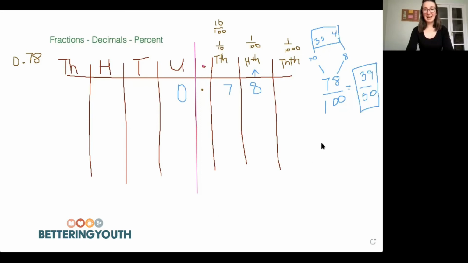If the student had 78 over 100, they would be able to put it into their place value chart. Even if they had 39 over 50, they would recognize that 50 is not in our place value chart, but if you double it, it would be. So they would double it, bringing it back to 78 over 100, and then they could put it back in their chart. Easy peasy.